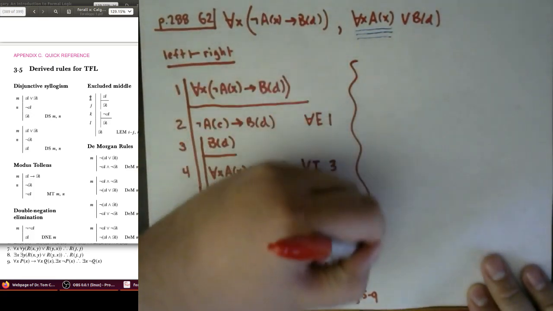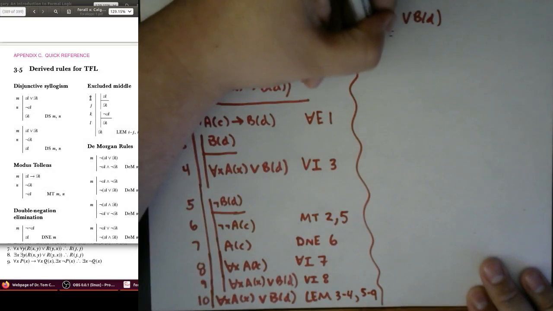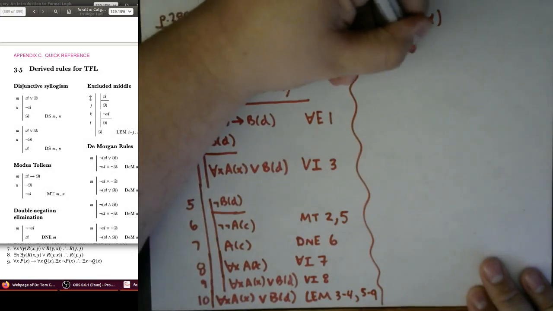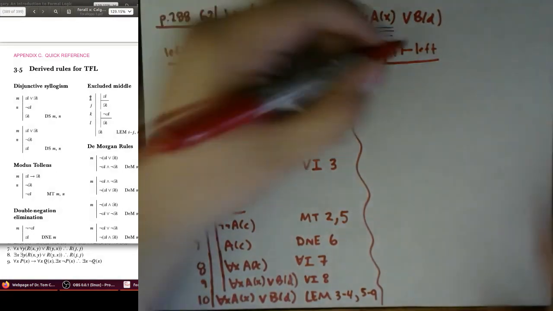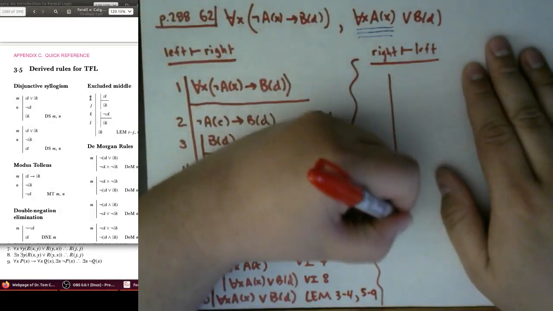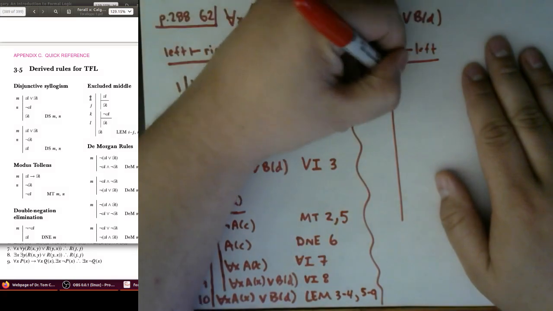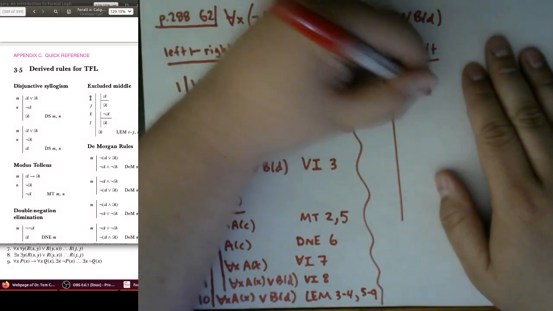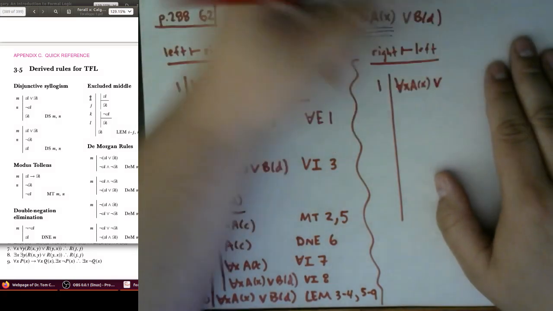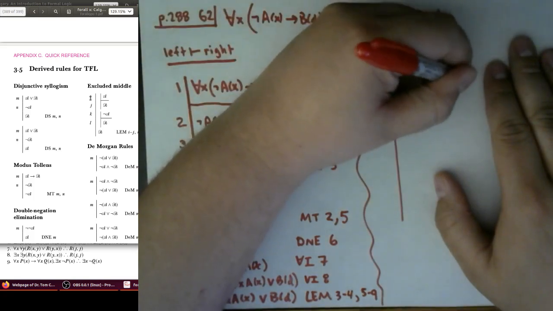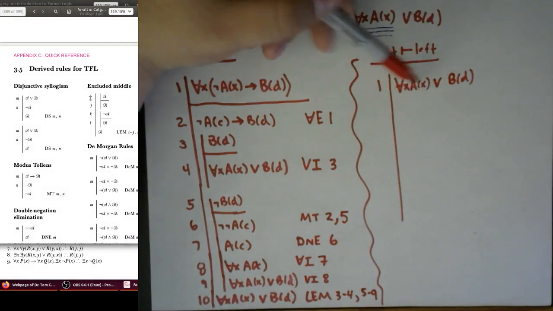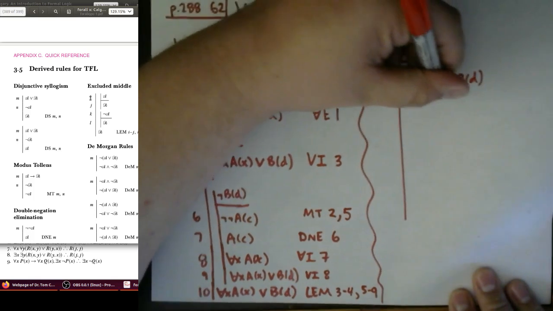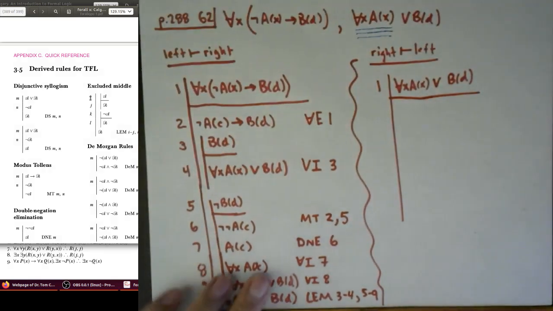Now let's try the other one. Let's try to go right to left. Now, fundamentally, in this proof, the main logical operator is the OR. Okay, it's not the quantifier. So I'm forbidden entirely from removing that for all off of there. So what on earth am I going to do?